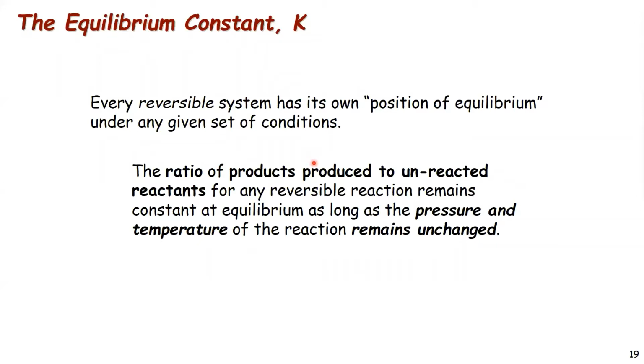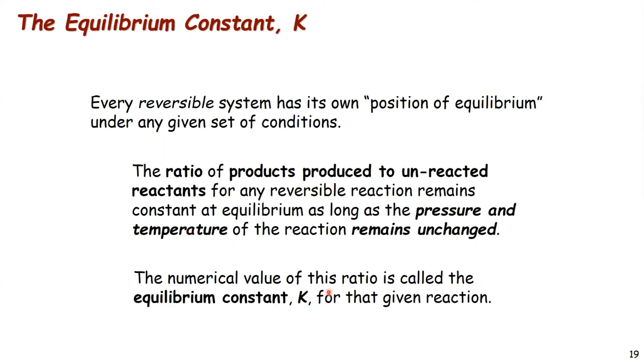So the ratio of the products to unreacted reactants, in other words, products over reactants, for any reversible system remains constant at equilibrium, as long as the conditions of pressure and temperature remain constant. The numerical value of this ratio is what we call the equilibrium constant, or capital K. So that's our equilibrium constant.